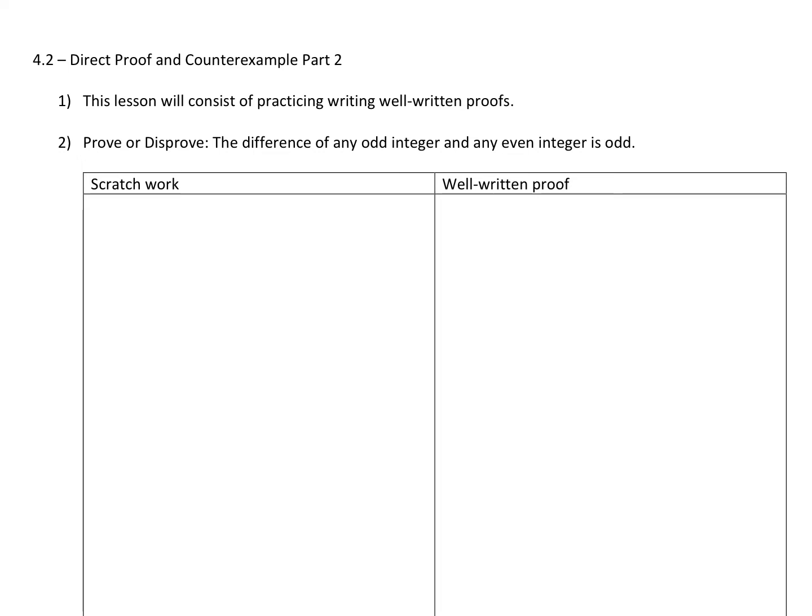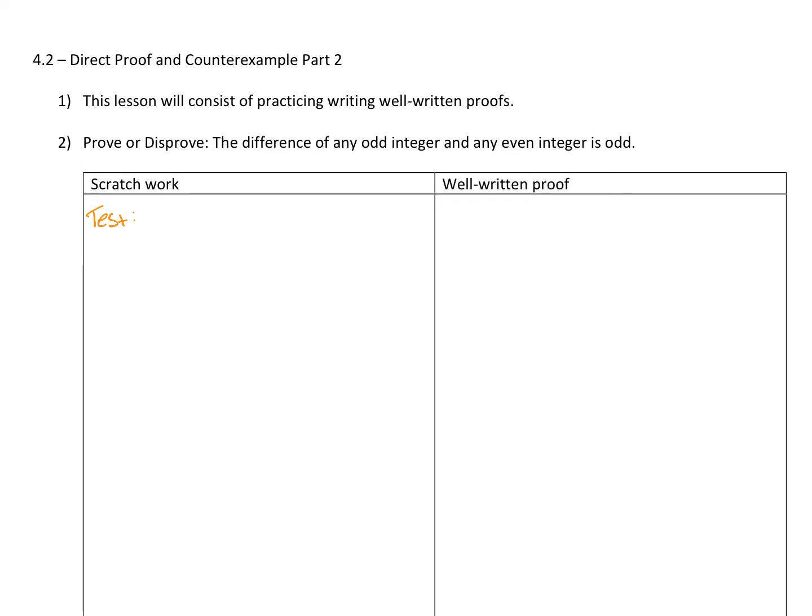So we're going to have to do a little thought before we start trying to prove something to determine whether or not we should try, right? Maybe it's not true. So for example, prove or disprove: the difference of any odd integer and any even integer is odd. If it says prove or disprove, we should start by trying to convince ourselves with a few examples. So we'll do a few test cases.